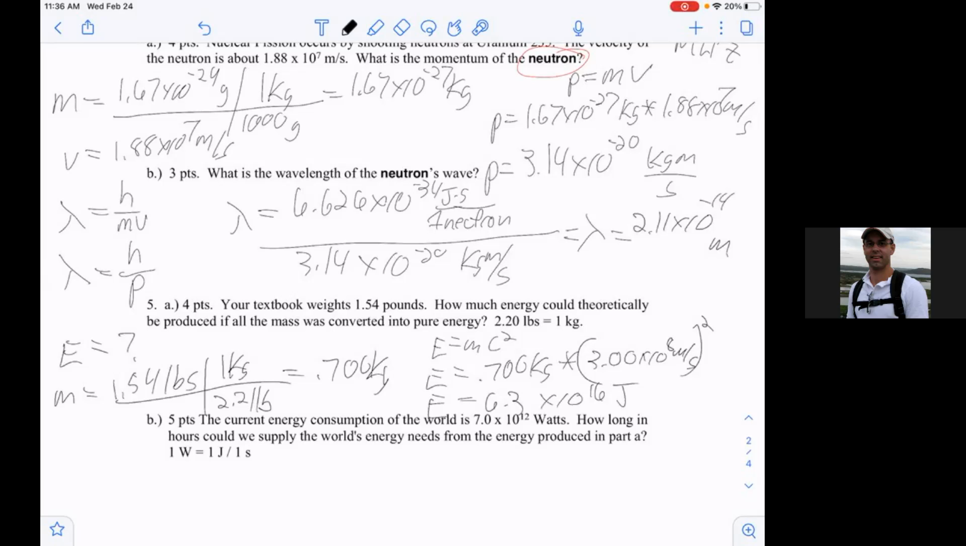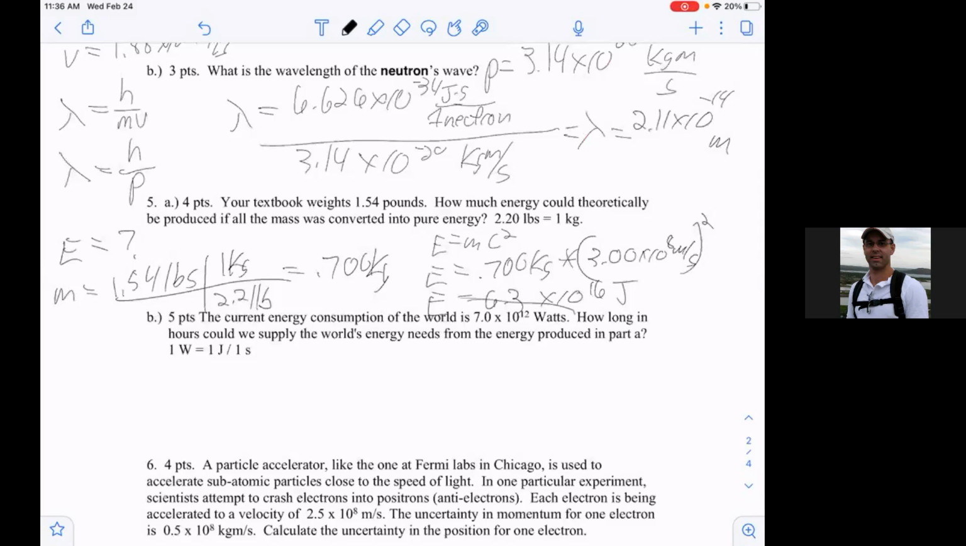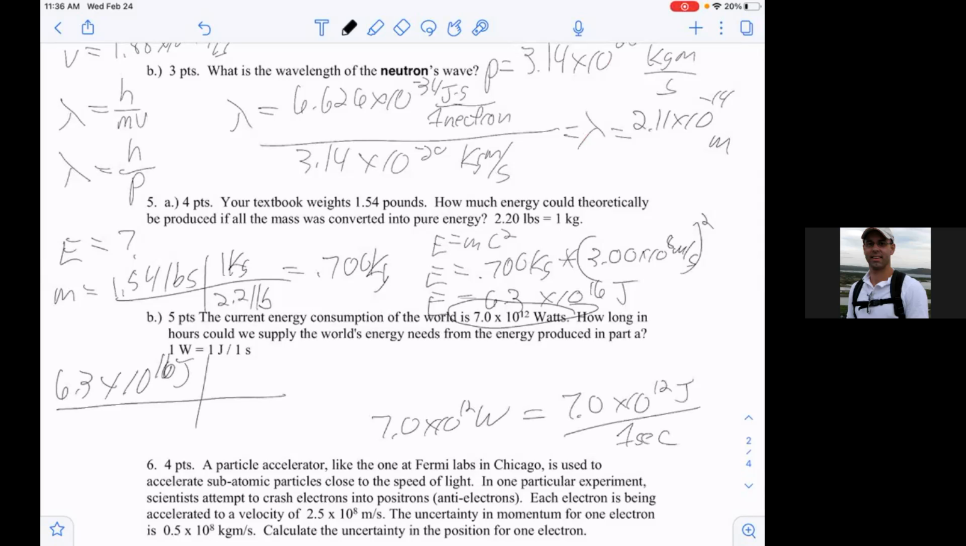So the world uses 7 times 10 to the 12th watts of energy. No, not per day. The world uses 7 times 10 to the 12 watts. So I've got this much energy. Now, a watt is the number of joules you use per second. So if I've got 7 times 10 to the 12 watts, it means that I'm using this many joules every second. So every second that goes by, I'm using this much energy.